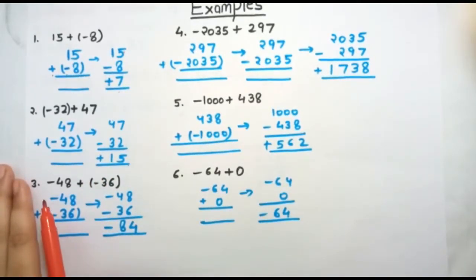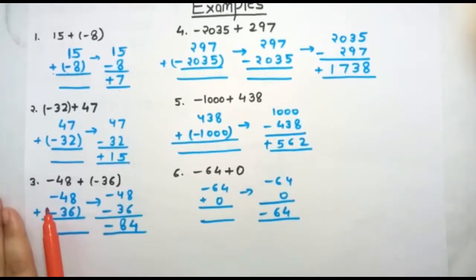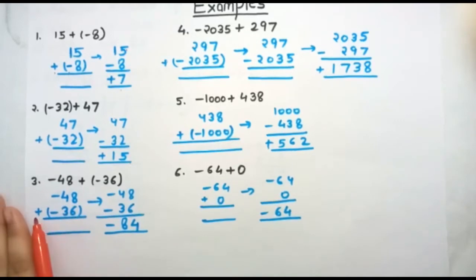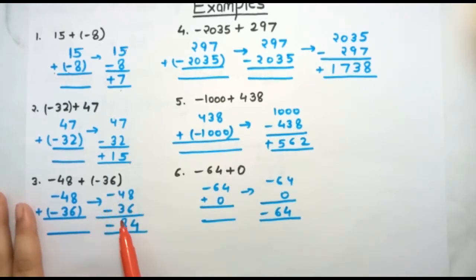The next one is minus 48 plus minus 36. So, minus 48 plus minus of 36. Plus and minus, the answer would be the same, minus. Then minus 48 and minus 36. Now both the signs are minus. We will add in this case when both the signs are minus.